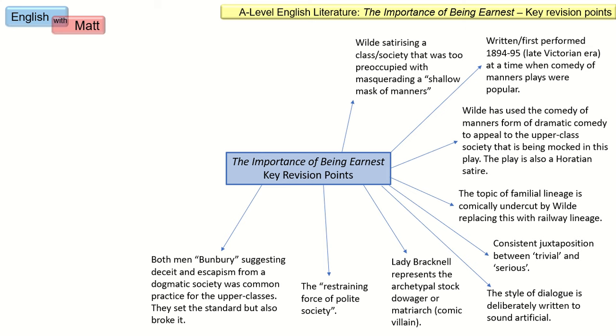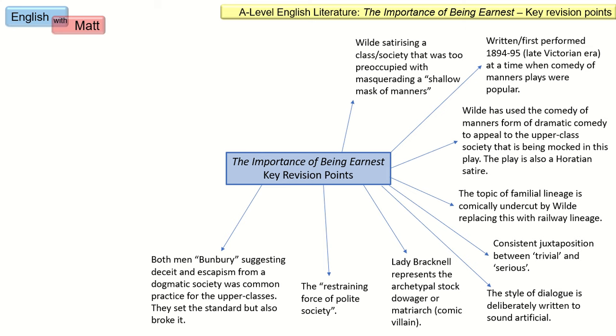Both men Bunbury, and in this play, to Bunbury is a verb meaning to escape through deceit. And what they are escaping, of course, is the dogmatic society, which prevents them from seeking pleasure. So as human beings, we're quite bad at being serious all of the time. If we're serious all the time, we actually feel miserable and depressed. And that's why we look for ways in which to have fun from time to time. What Wilde is saying is to have his two men doing the same thing must mean that lots of people are Bunburying in the audience, even if they're not being honest about it.